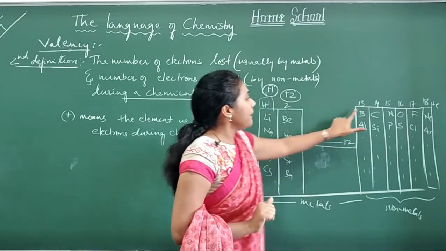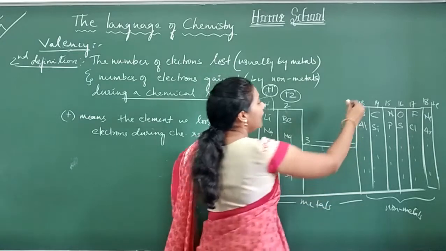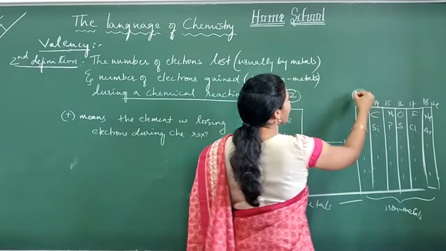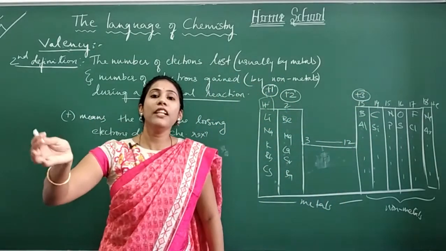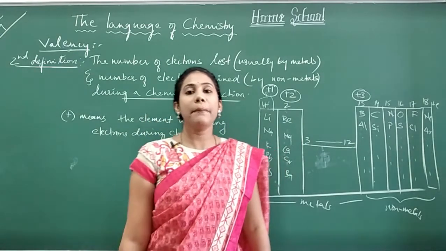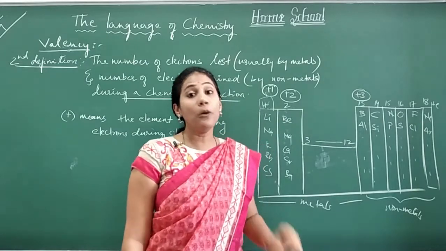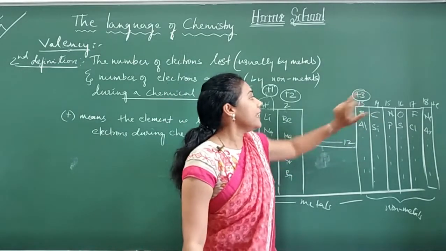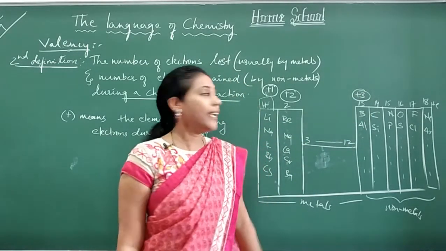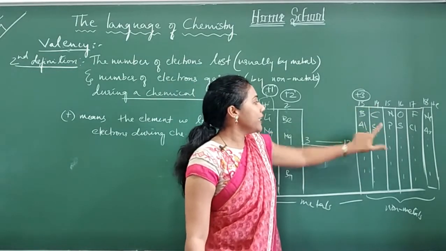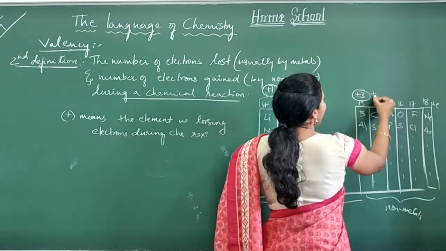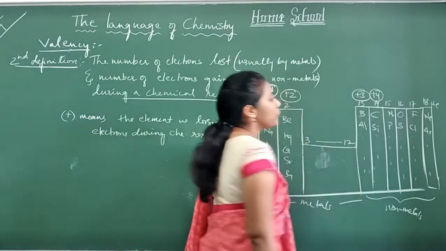Coming to the group 13 elements, they have a valency plus 3. These guys also will lose electrons during a chemical reaction. That is why it is indicated with the sign plus. And how many electrons will they lose? 3 electrons they will lose. Coming to the 14th group elements, they have a valency plus 4.